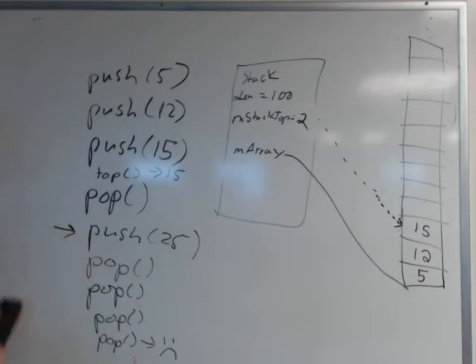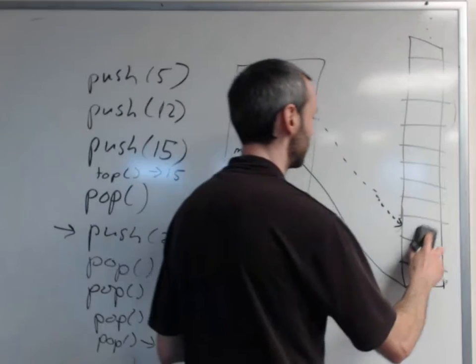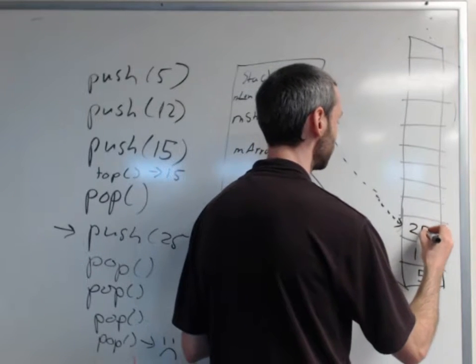So whenever you push something, it'll just override that spot. Like this next one, what happens? You push 25 inside that spot and then you increment the stack top.